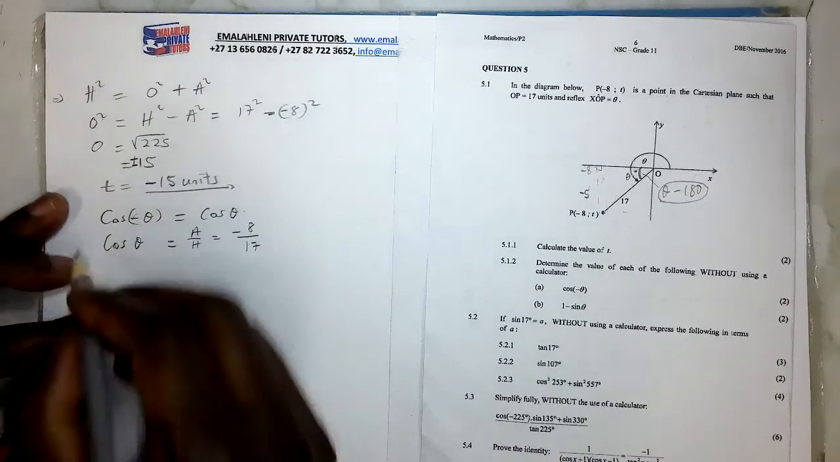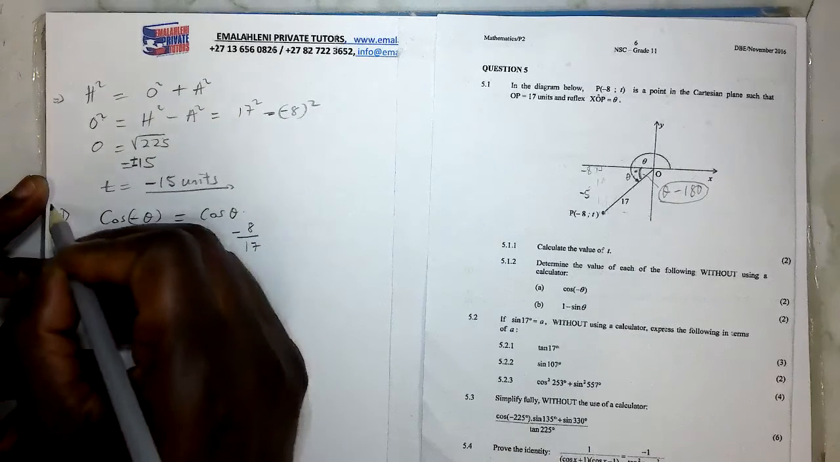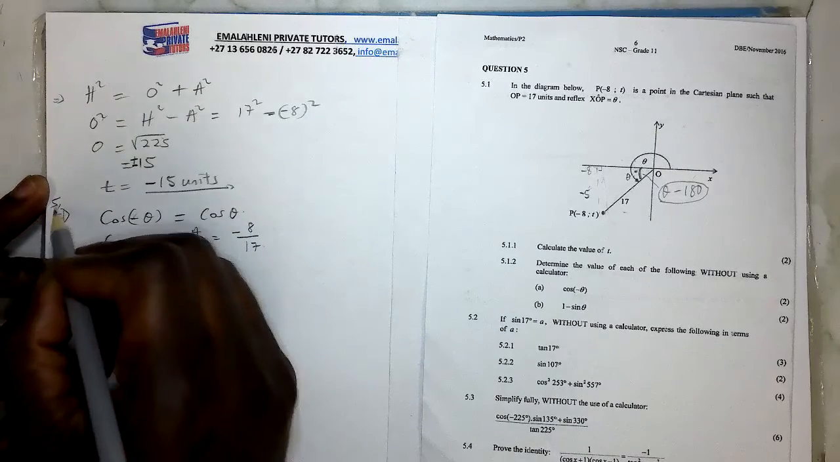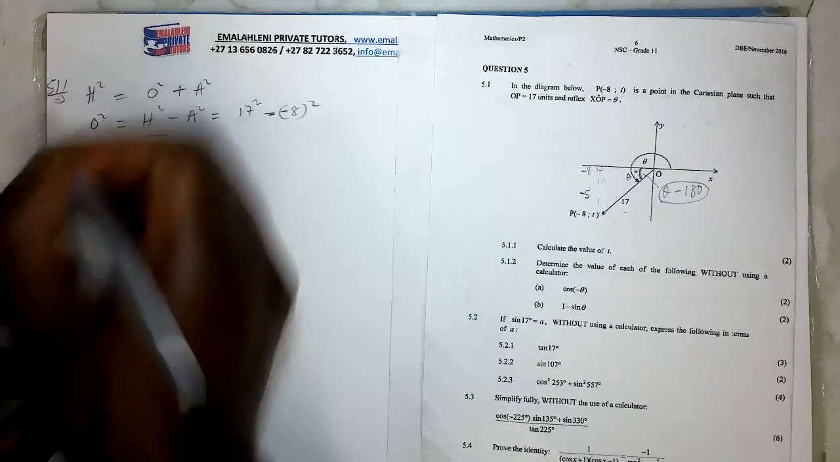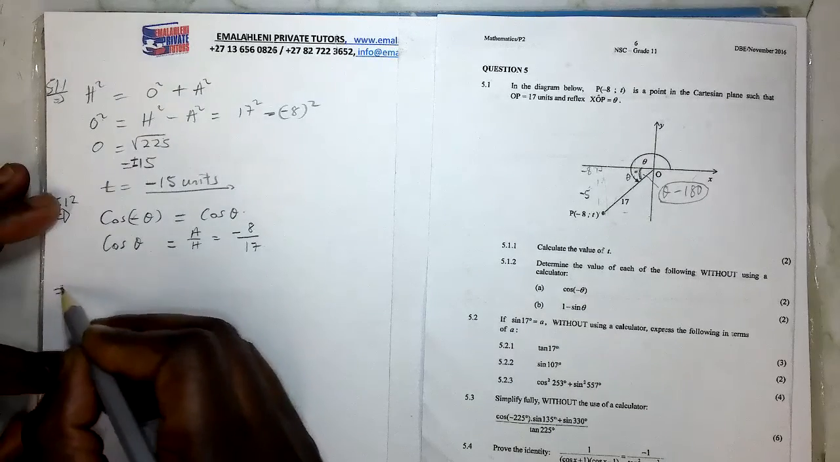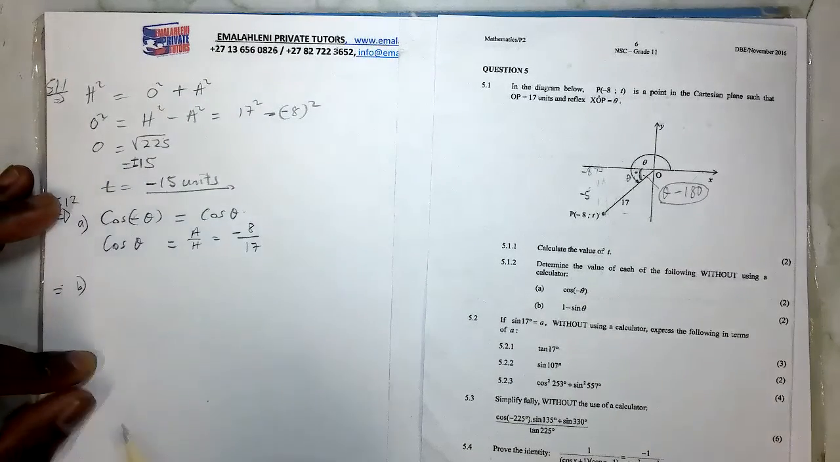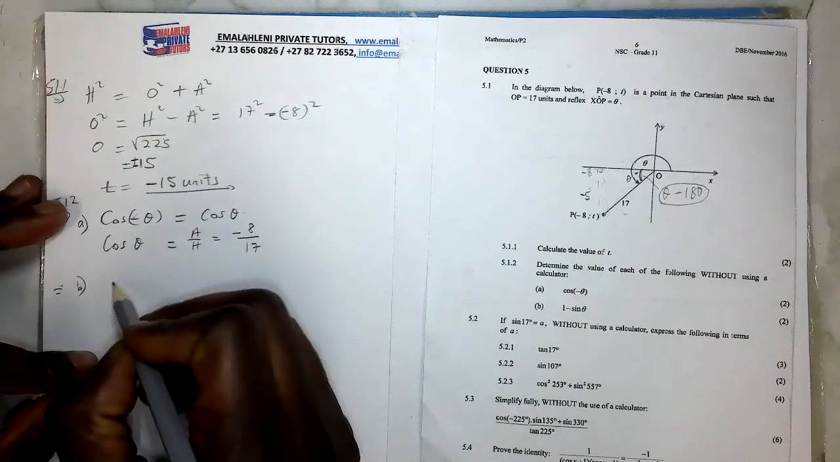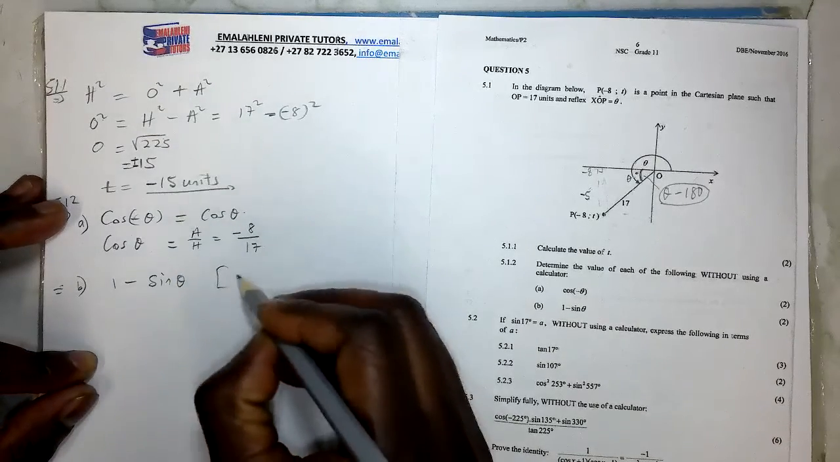So your cos theta there will be negative 8 over 13. Okay, now let's move on to the next one. This is A, let's move to B. B is saying 1 minus sine theta. Now, what is our sine theta in this case?